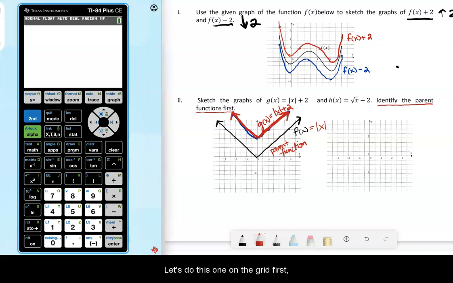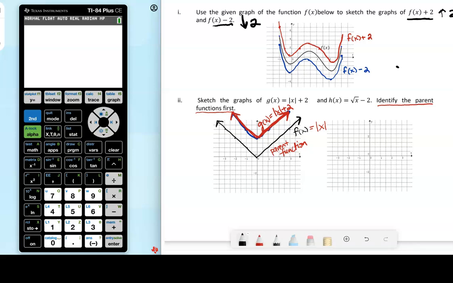Let's do this one on the grid first and then go to the calculator. So on the grid, we need to remember what the parent function, the square root of x, looks like. It starts at the origin. When x equals 1, y is 1. Check your scale. Make sure you're putting your marks on the correct grid. When x equals 2, y equals the square root of 2. When x equals 3, y equals the square root of 3. When x equals 4, y equals 2. So the basic square root function looks like this.